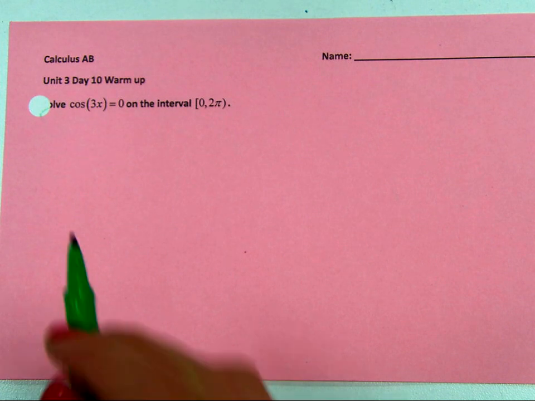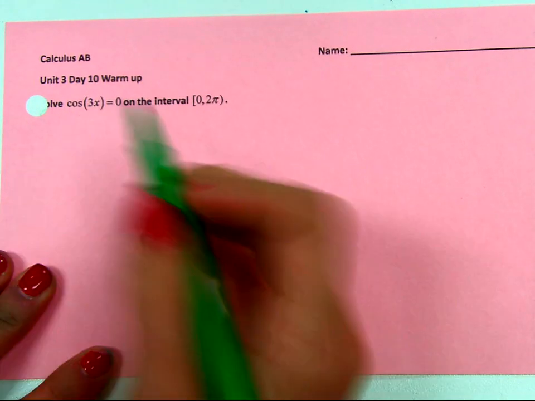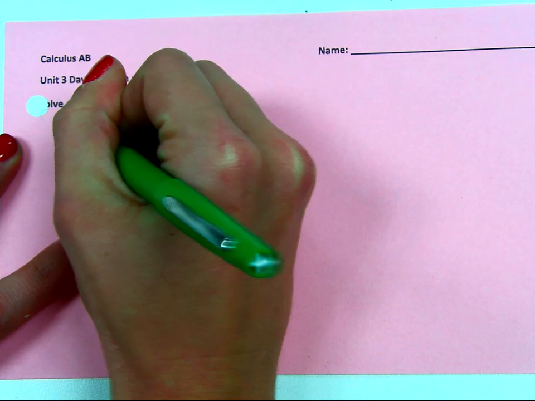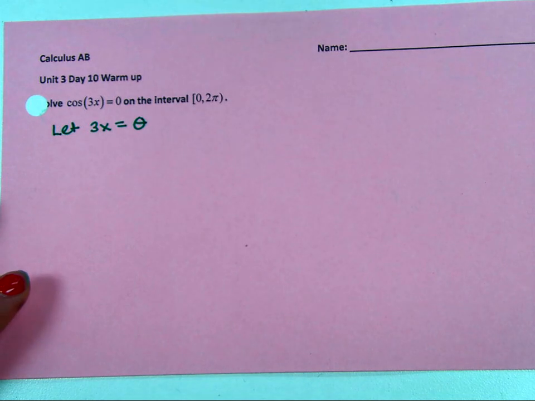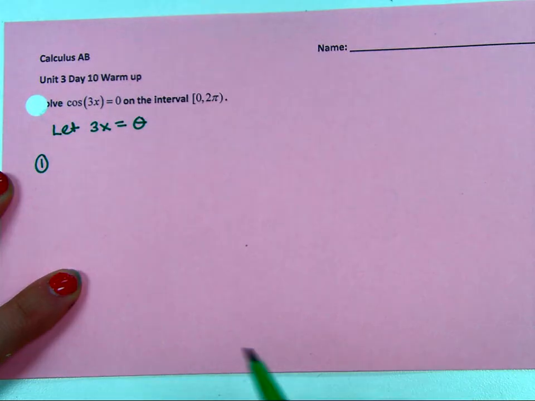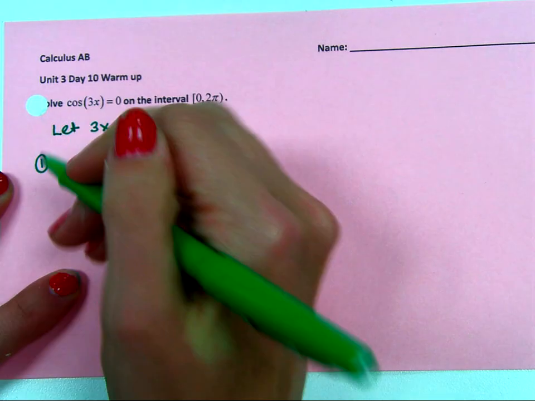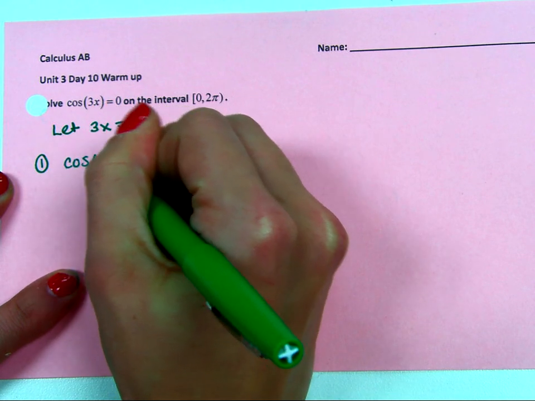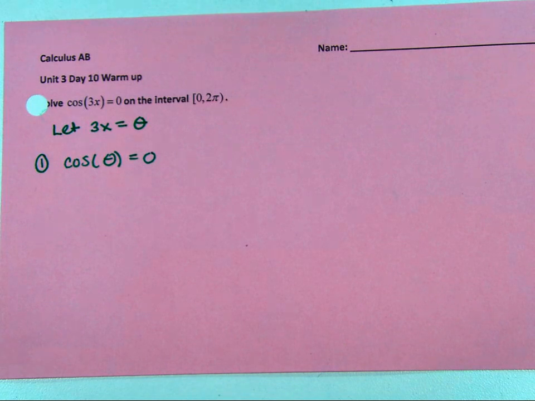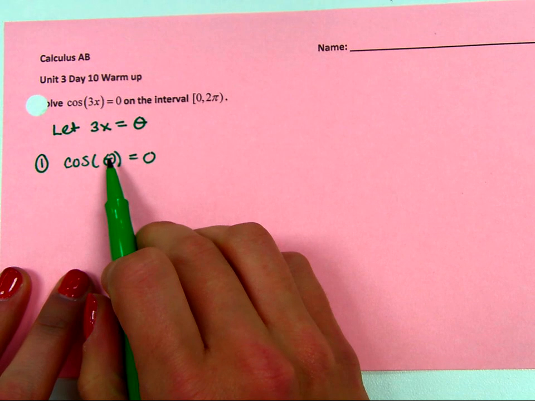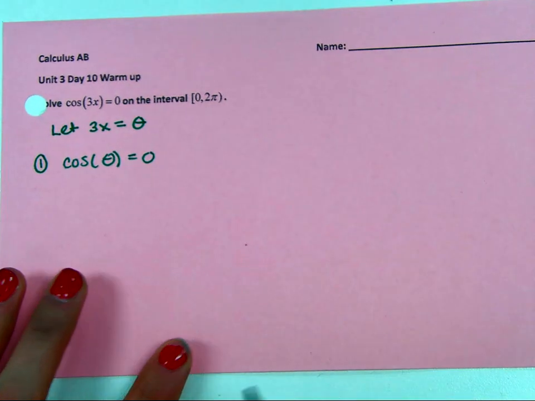And what I would do is I would give this 3x a new name. I would say let's call it theta. So I'm just going to write this out. We're going to let 3x equal theta. In step 1, we're really just going to rewrite the problem. Instead of a 3x here, I'm going to put a theta in there. Cosine theta equals 0. All right, so what that does is it temporarily changes the problem. It makes it easier, and then later we'll go back in and deal with what we changed the problem as.